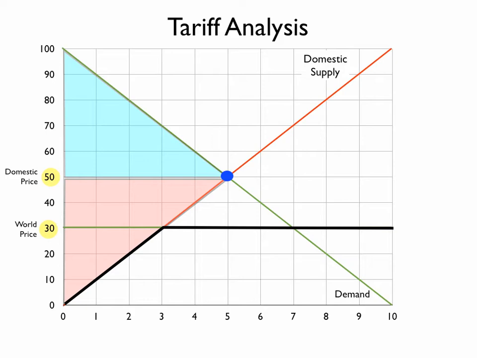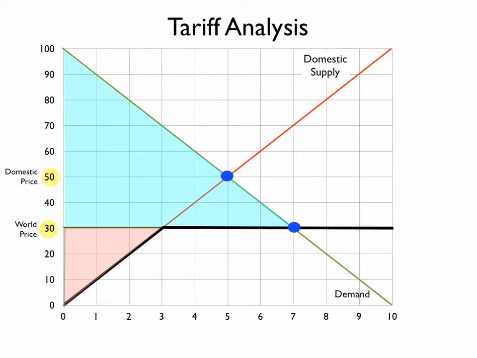The local suppliers would produce the first 3 units, and then the world suppliers would produce the next 4 units, and we'd end up selling 7 units total in our market. Now, let's assume that, remember, the new consumer surplus represents this whole area here.